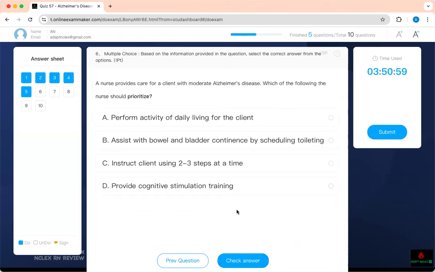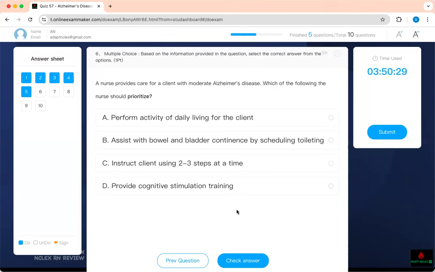Next, providing care for a client with moderate Alzheimer's disease. Which of the following should the nurse prioritize? Perform activities of daily living for the client. Don't do it for them. Let them do it until they need help, as needed intervention. Assist with bowel and bladder continence by scheduling toileting. Moderate Alzheimer's disease, what is the problem? They lose the ability to self-care. So they will not be able to take care of themselves, cleaning themselves.